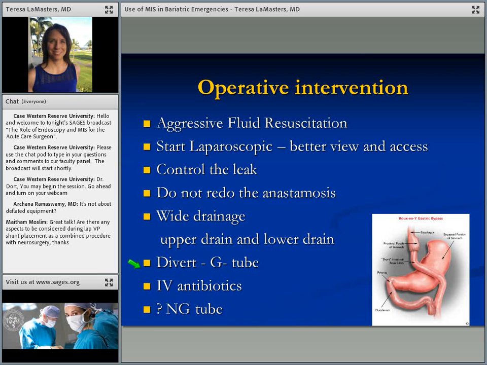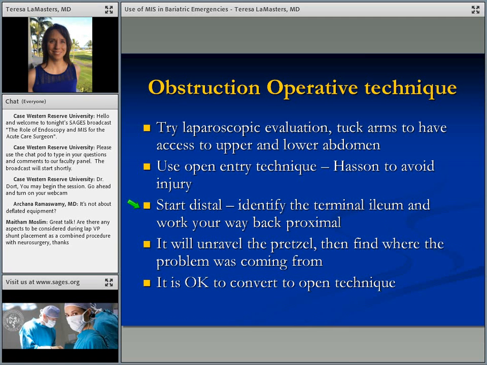Then you have to go back and figure out where the problem was coming from. Was it a jejunostomy defect? What was going on? A big reason I advocate trying the laparoscopic evaluation first is I've certainly found several of these patients who just have a single adhesion band. Sometimes from the jejunostomy to the terminal ileum, you cut that one band and you're done. And you've just saved this patient a big open surgery, a prolonged recovery.